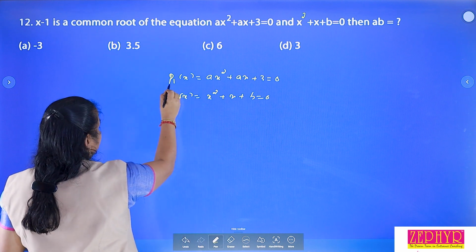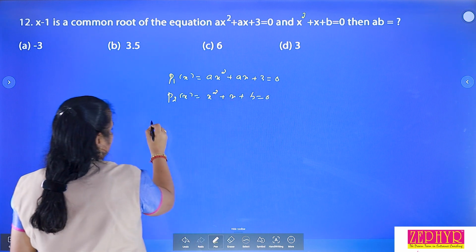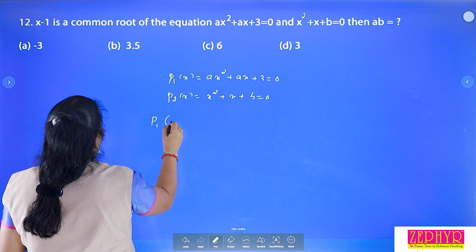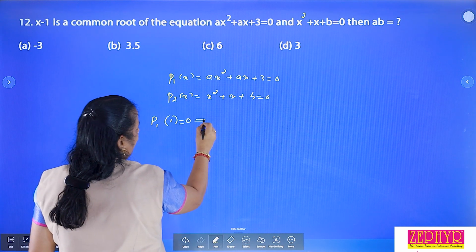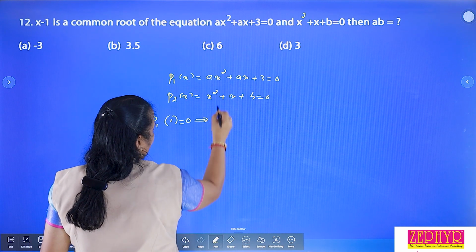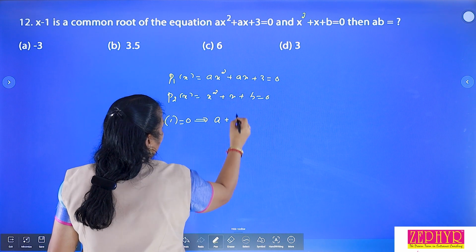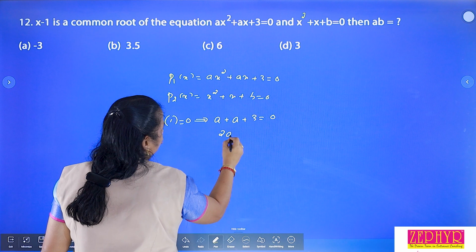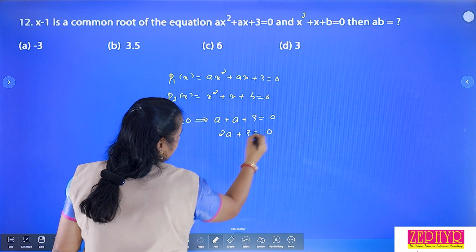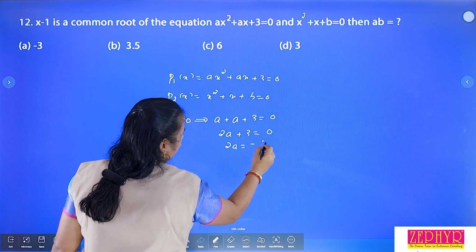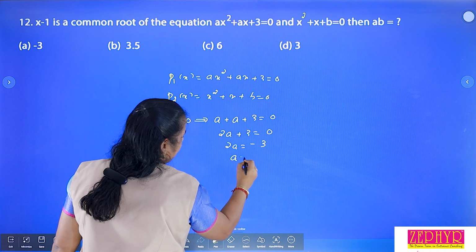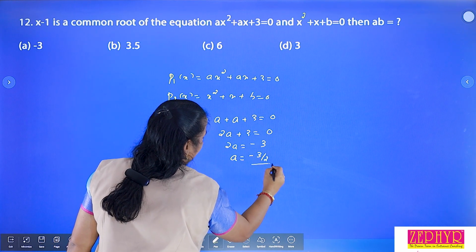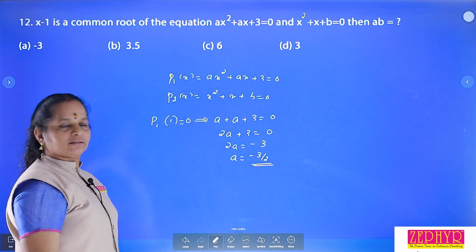So if x minus 1 is a root of the first equation, then p1 of 1 is equal to 0. So it is a into 1 square, which is a, plus a plus 3 equal to 0. So it is 2a plus 3 equal to 0, 2a is equal to minus 3, and a is equal to minus 3 by 2.